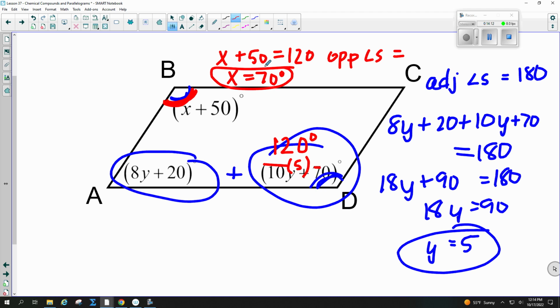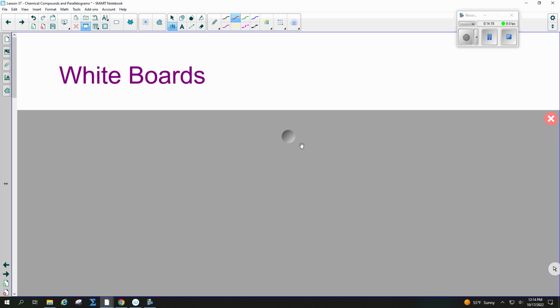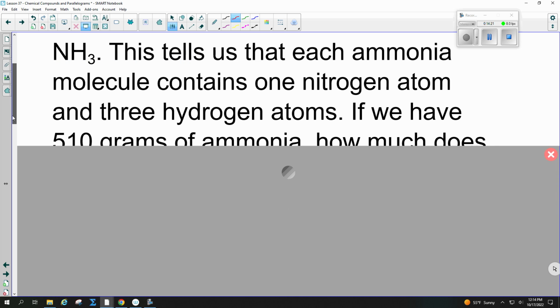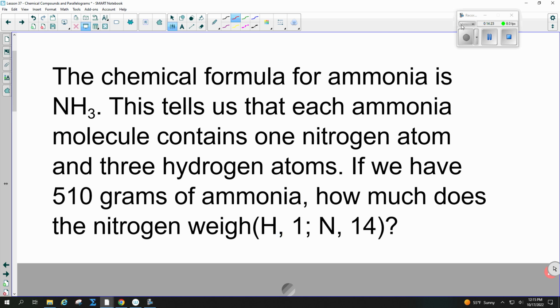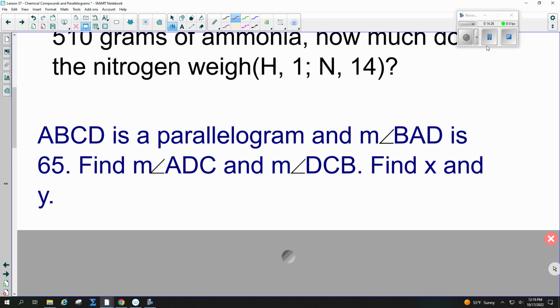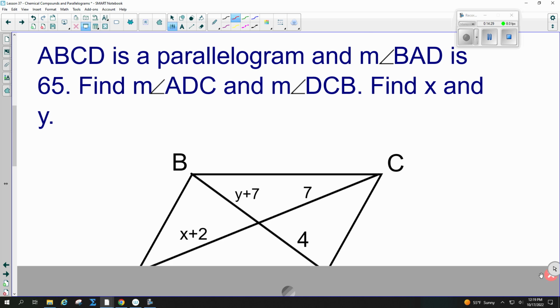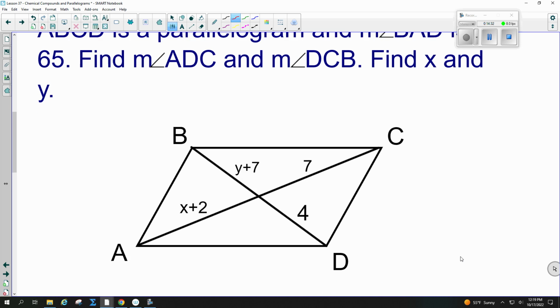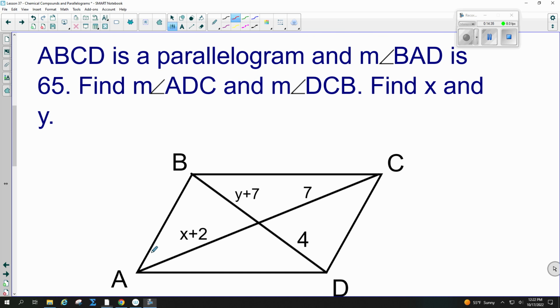Let's try some whiteboards. All right, you guys, they're telling us the measure of angle BAD, B-A-D. This whole angle is 65. So this one over here is 65. So this one is 115 because they have to add to 180, okay? Adjacent angles add to 180, and opposite angles are equal. This piece equals this piece, so y is -3, and this piece equals this piece, so x is 5.